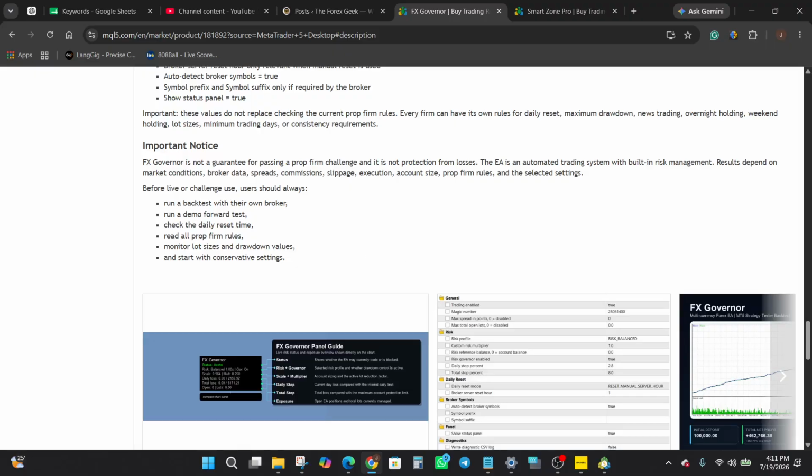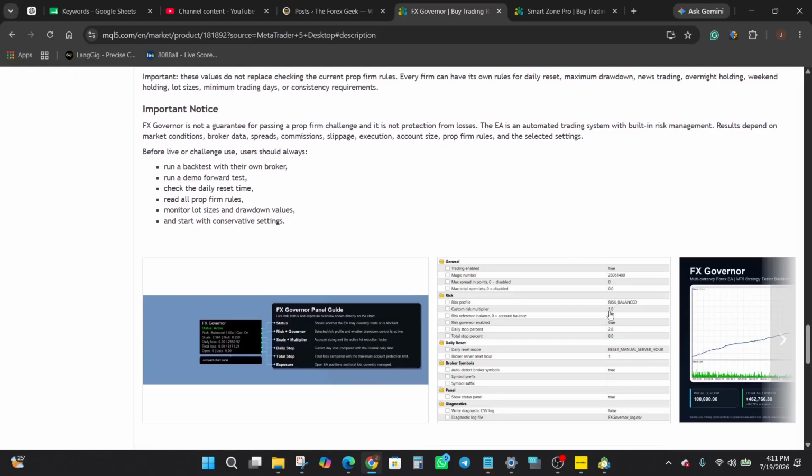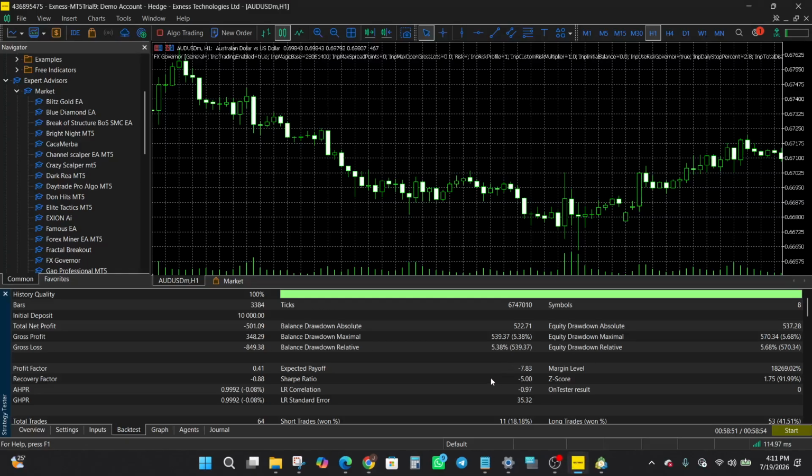Now, let us get into the back test that I ran myself. Okay. This test started with an initial deposit of $10,000, and by the end of the test period, the account showed a net loss of about $500. Now let us break down how it got there.